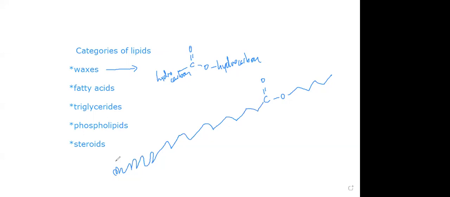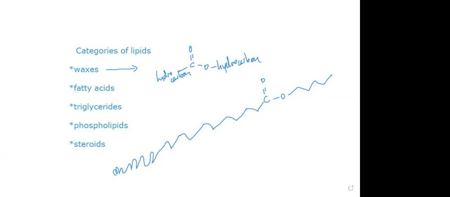you've got a long chain of hydrocarbons representing the fatty acid. You've got a long chain of carbons representing the alcohol portion. In total, again by definition, according to what's in the book, 14 to 30 carbon atoms.